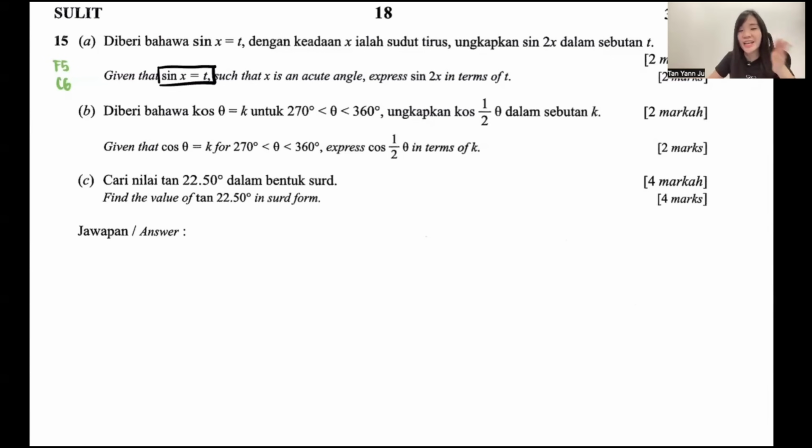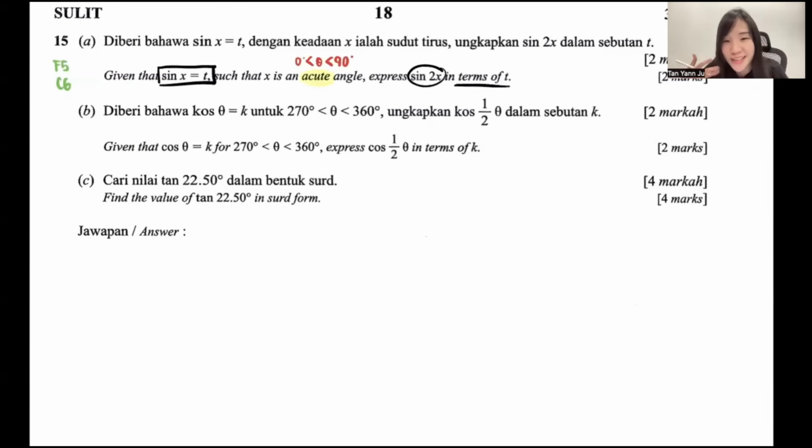So given that sine x equals t, such that x is an acute angle, I hope you guys know acute means it's an angle from 0 to 90 degrees, okay? Find sine 2x in terms of t. So your answer will be something, something, something t, okay?